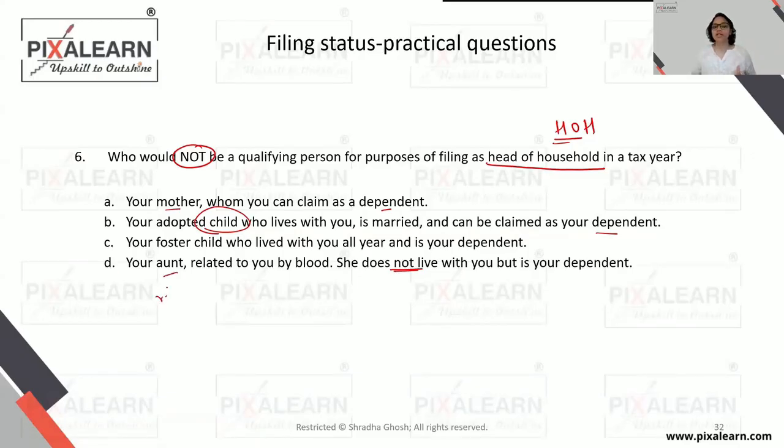So this is a relation, but for that relation, for you to claim an HOH status, that person should have stayed with you for more than half of the tax year. Since that's not happening here, since that person is not staying with you for more than half of the tax year, you cannot claim that person, and for that person, you cannot take the HOH status.